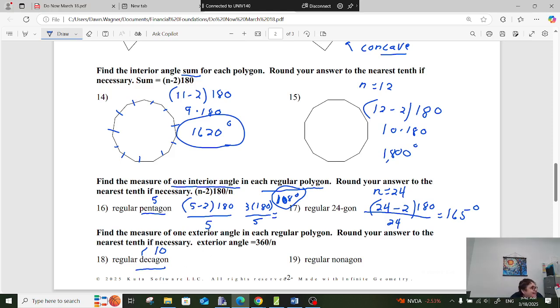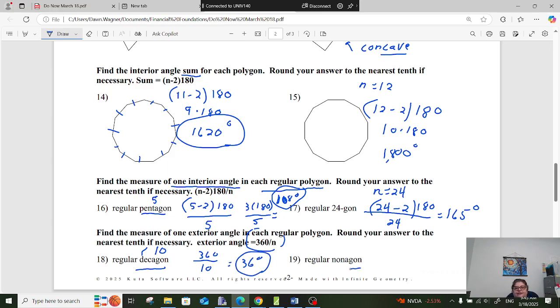So in this case, we're finding exterior. Interior means inside. What does exterior mean? So this is if I extend and it's outside. And here's the formula, right? So 360 divided by 10 is 36.